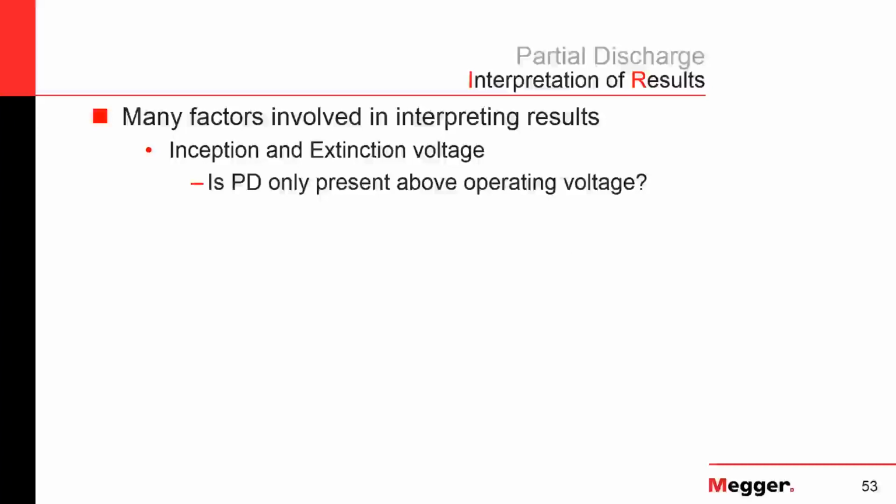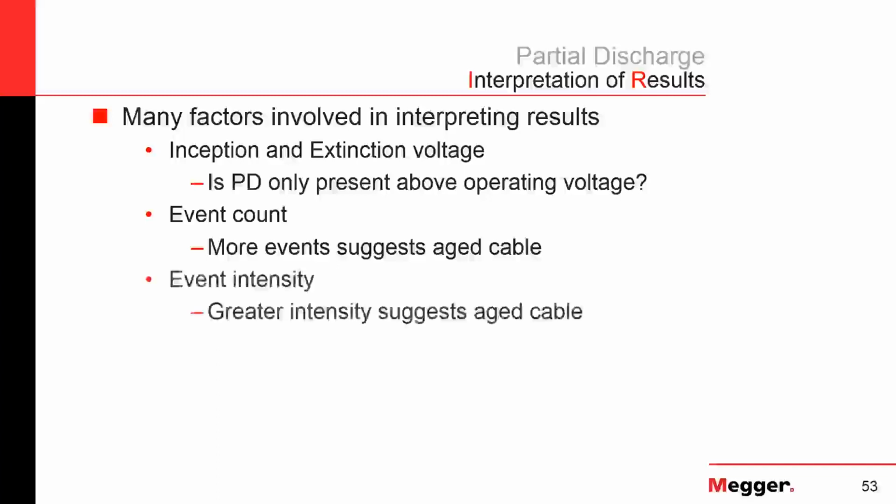There's many, many factors involved in interpreting the results, and in fact, it's probably a good topic for a webinar all on its own, but we'll do our best here to give you a basic overview. I pointed out the inception and extinction voltage in relation to operating voltage. That's very important. The event count, the more events that happen at a particular point, suggests a more aged cable, a more severe partial discharge problem.